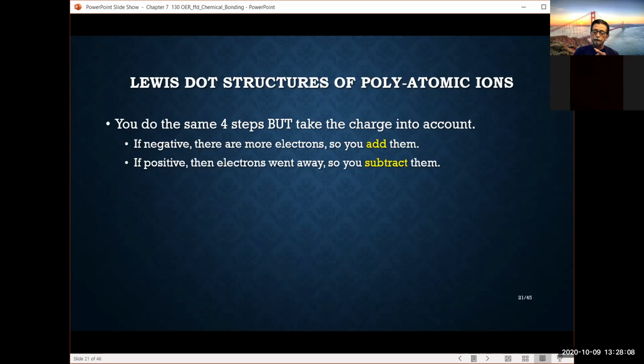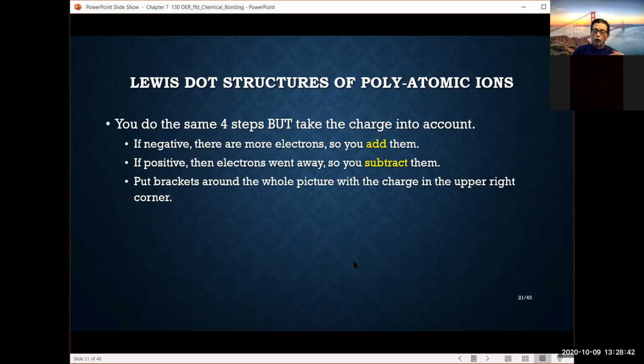Either way, we're going to have a number that is divisible by 2. Because you'll see right away that for some of these polyatomic ions, when you add up the valence electrons, you end up with an odd number. So that should be a flag. Wait a minute, I got an odd number. I can't divide that by 2. I always have a number divisible by 2. And so then you go back and check, okay, is it a cation or an anion? And that's where you decide whether you're going to add or subtract the number.